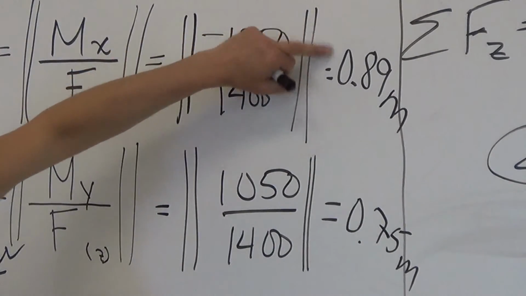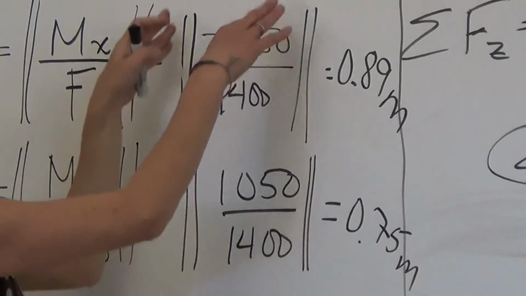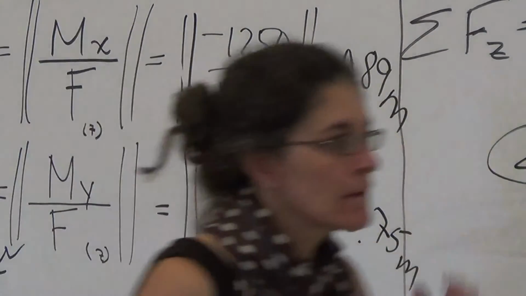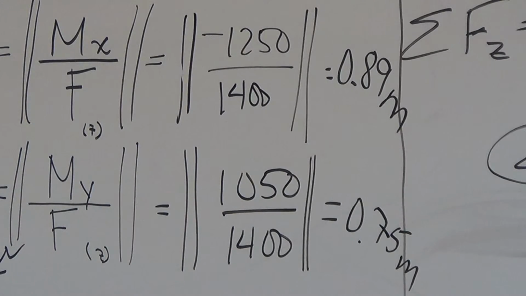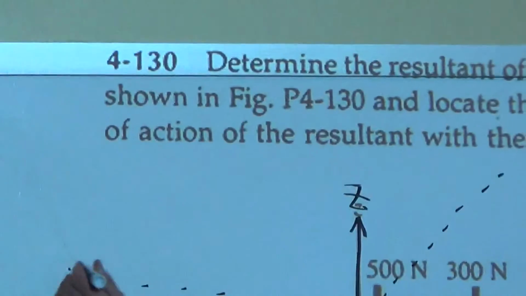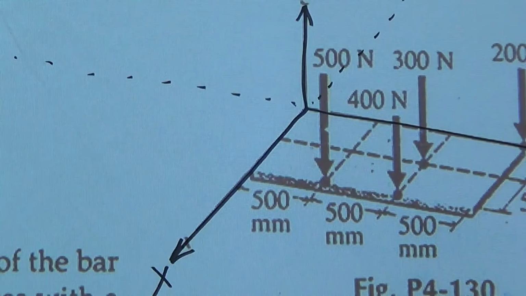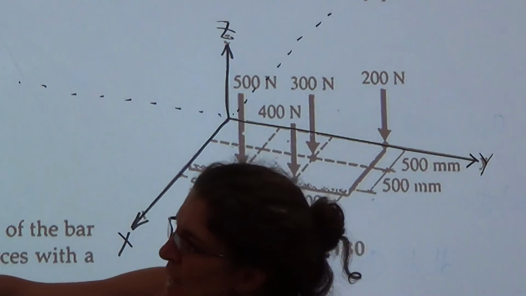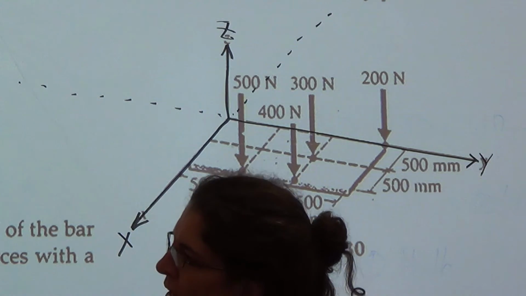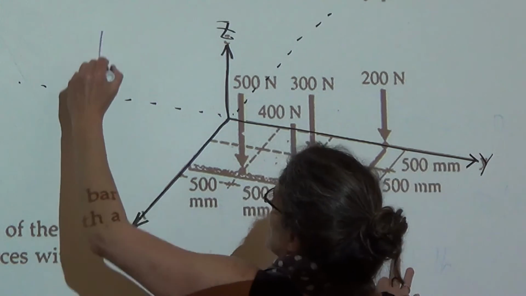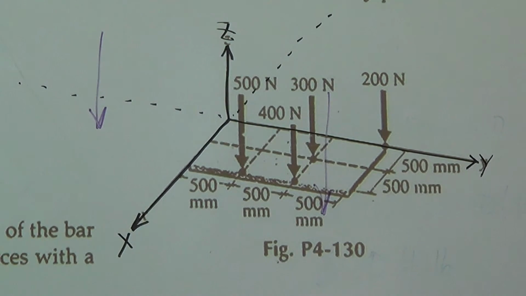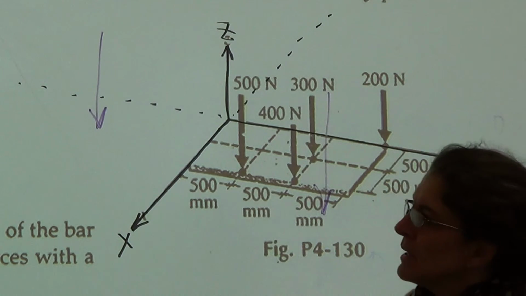We can't put a positive or a negative in here yet because it was all positive, since it's all absolute value. So now we have to figure out where it is. Let's look at the moment about the x first. Is everybody with me? When I dealt with the moment about x, I got a distance of 0.89, right? So the force is either to the left of the x or to the right of the x. Where is it?